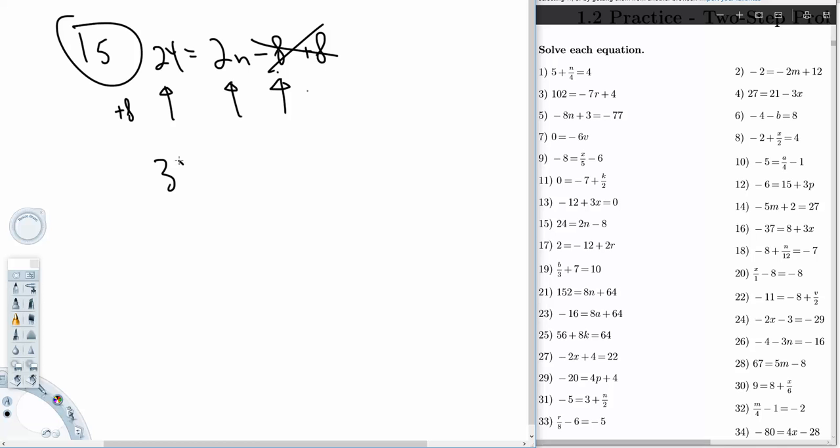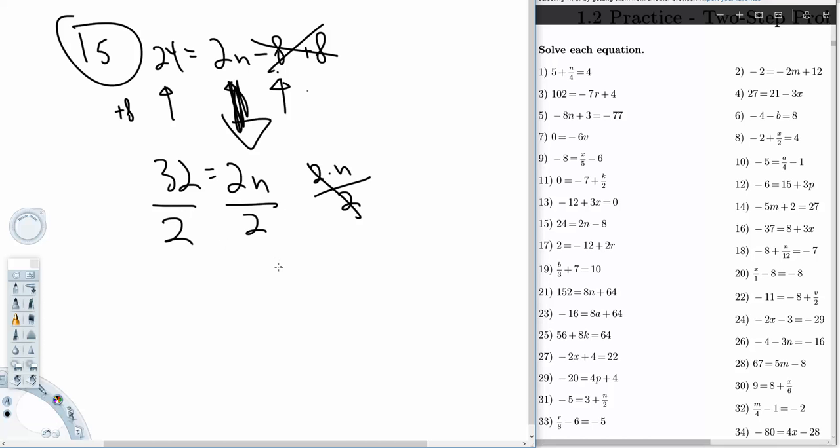24 plus 8 equals 32 equals, we bring that 2n down. 32 equals 2n. 2n is really 2 times n. And we want to get rid of that 2. We're going to divide the whole thing by 2, right? Divide by 2, divide by 2. Which gives us n equals 32 divided by 2 equals 16. Is that the right answer? Yes, it is.